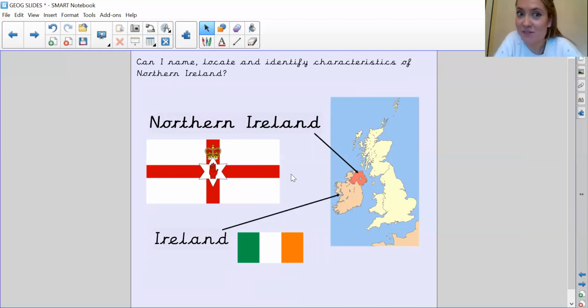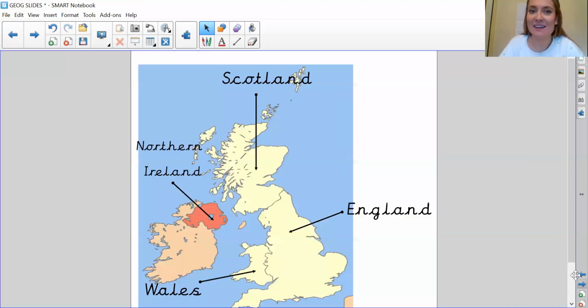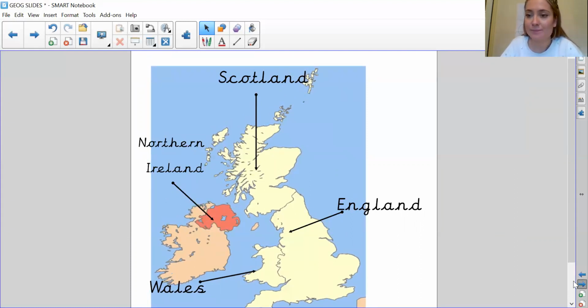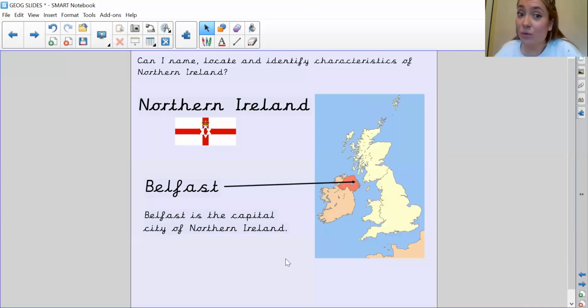So I want you to pause the video now and see if you can find some objects of those colours around your house. So we've got red, white and goldy yellow. Do you think you can do that? Pause me now. Okay, let's have a look at our next slide. So we have got England, Scotland up at the top, Northern Ireland here and Wales. And we can see Northern Ireland is just there. Now in Northern Ireland, the capital city is called Belfast. Good, Belfast. Fantastic.